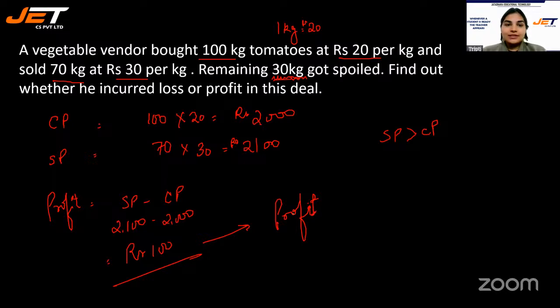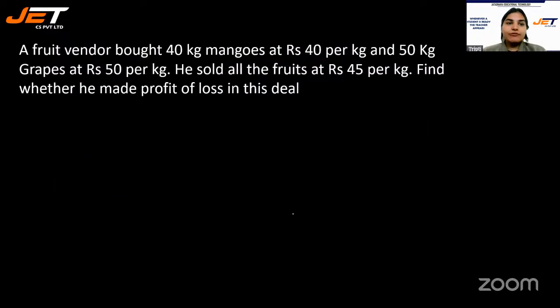Let's go to the next one. A fruit vendor bought 40 kilograms of mangoes at 40 rupees per kg and 50 kilograms of grapes at 50 rupees per kg. He sold all the fruits at 45 per kg. Find out whether he made a profit or loss in this deal.